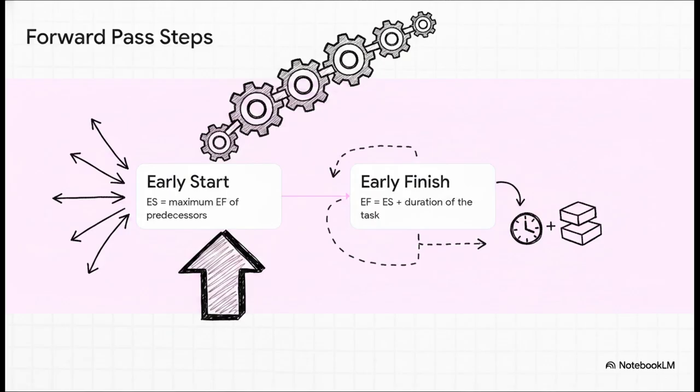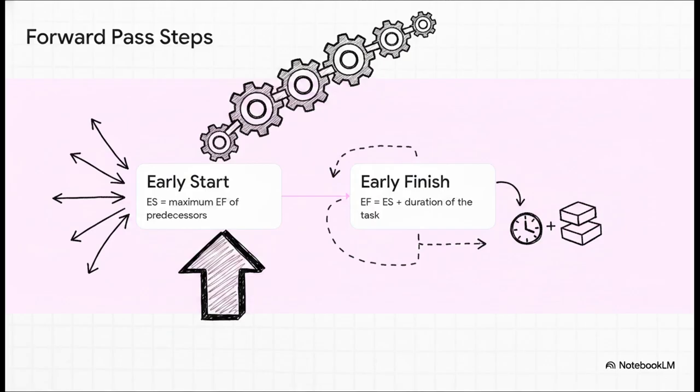The crucial thing to remember is that we must always follow two sequential rules when moving forward through our network. First, find your early start by taking the maximum early finish of all predecessors. We take the maximum because, logically, a task cannot begin until all required preceding tasks are completely finished.